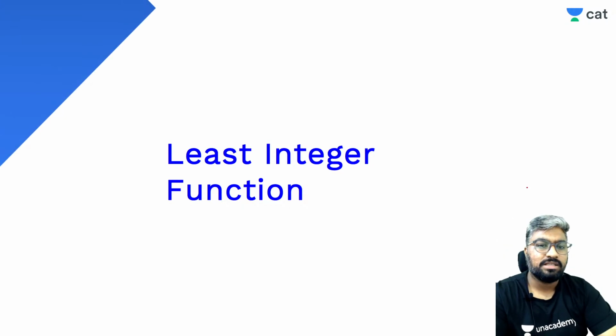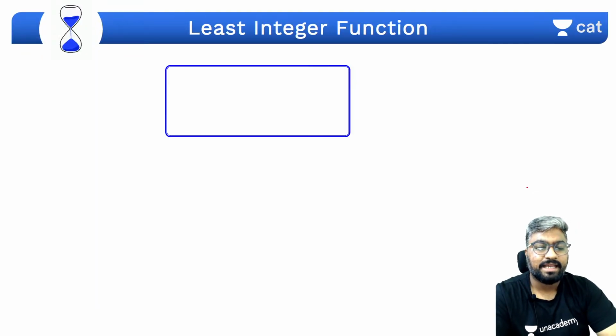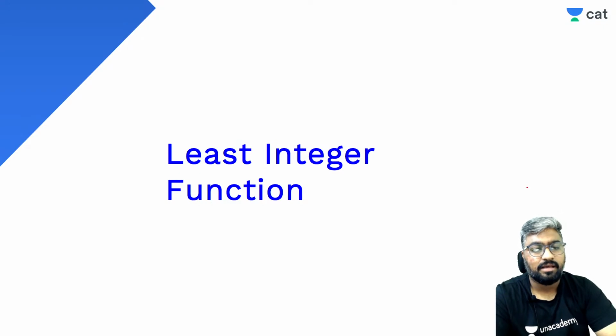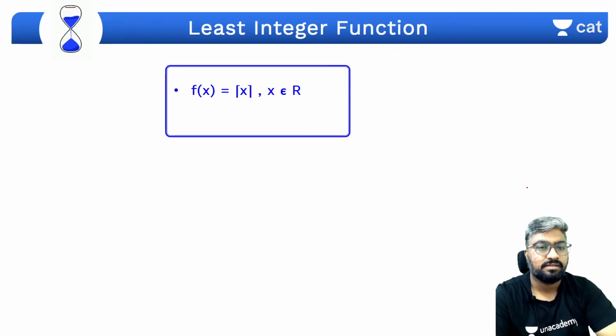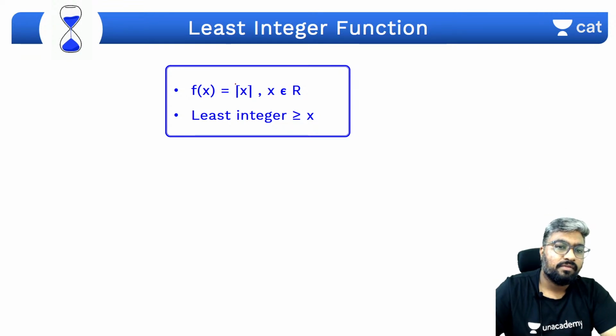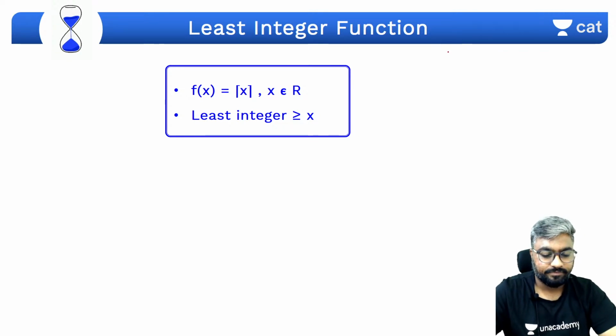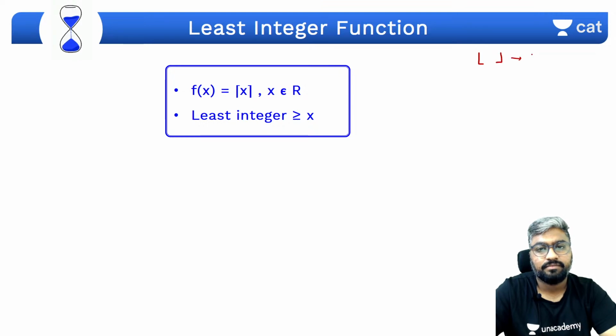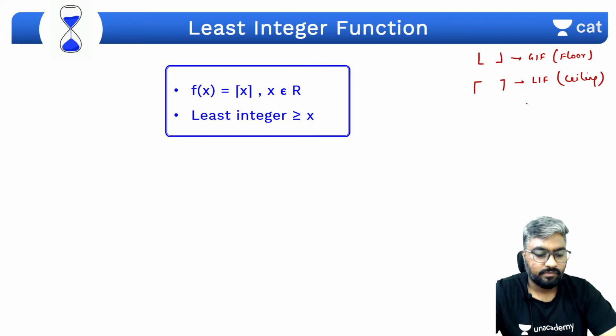Okay, this is the last concept, the least integer function. Just like the greatest integer function is called the floor function, this is called the ceiling function. Yes, in this the function's symbol is inverted. Got it? If this is the greatest integer function, this is called the floor function. This is the least integer function, which is called the ceiling function.